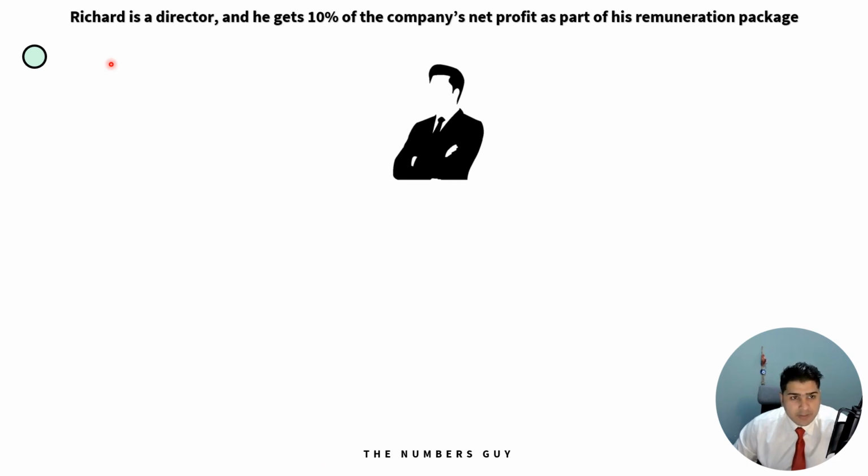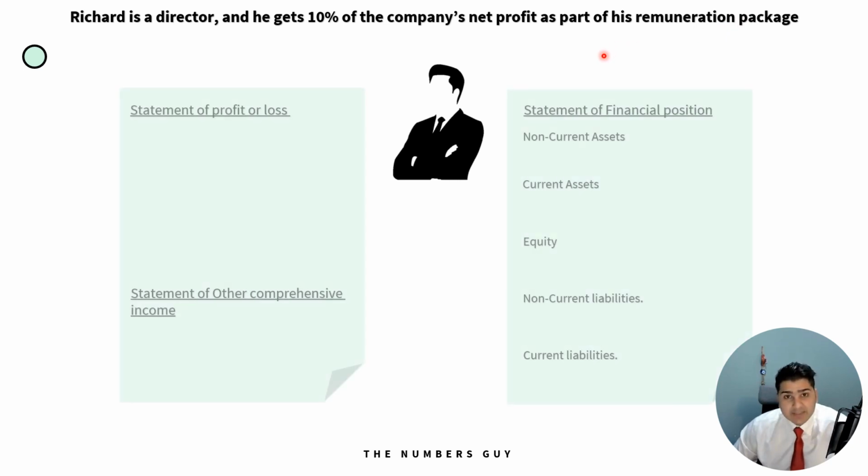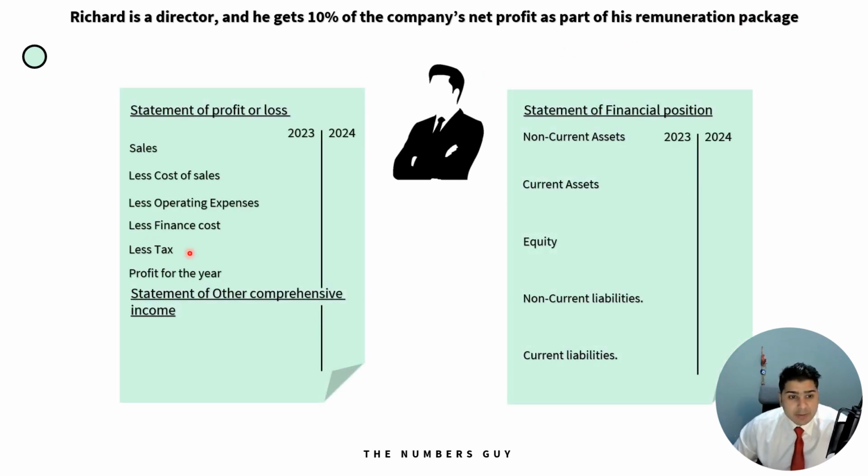Consider the example of Richard. Let's say Richard is a director and he gets 10% of the company's net profit as part of the remuneration package. Looking at the items of the company's P&L, if Richard is allowed to move items from the P&L to the OCI randomly, then in one of the years he can literally say that he wants to move one of the operating expenses to the OCI. This will move one of the realized expenses to unrealized.